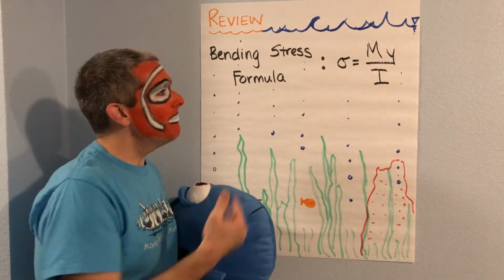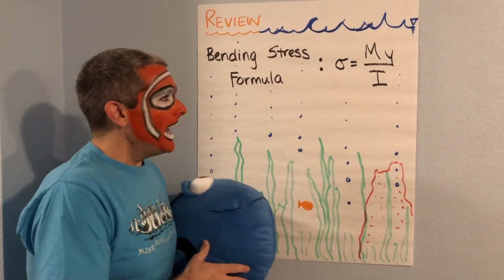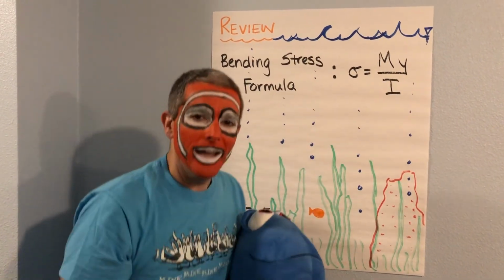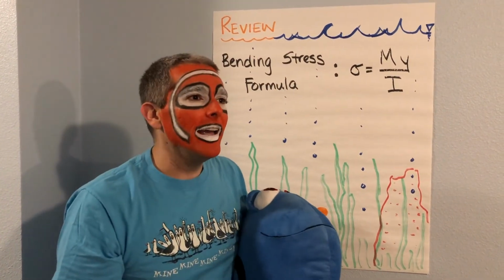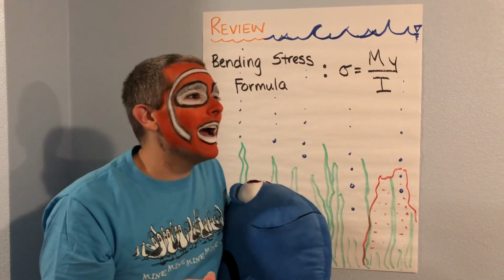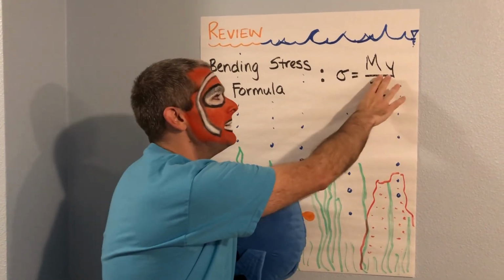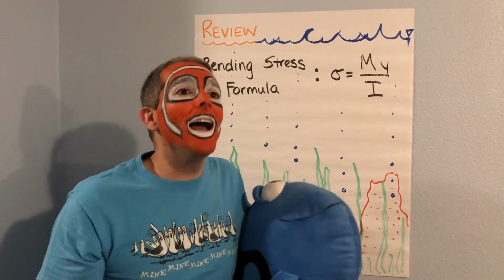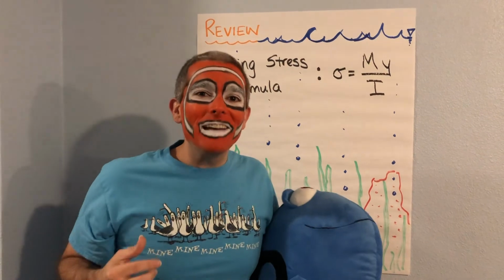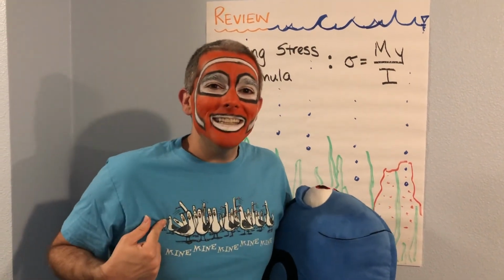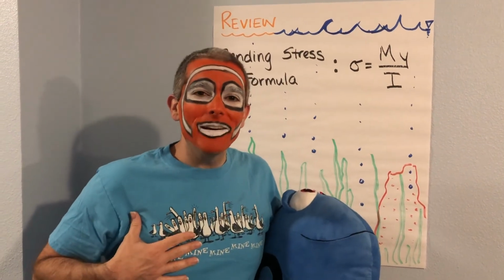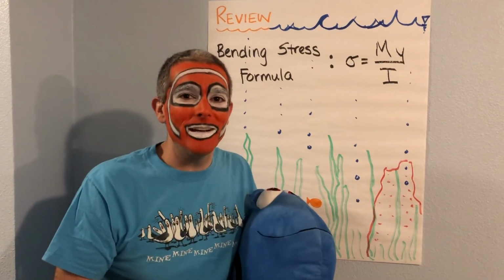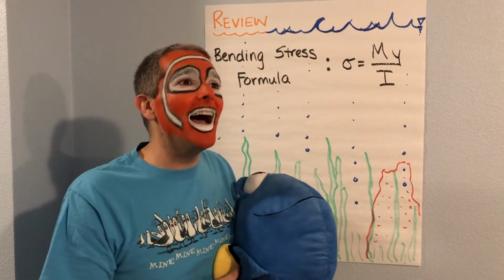Now, if you have trouble remembering this formula, I like to just try to say it quickly, right? So we say M y over I. So it's like M y over I, M y over I. And then you can shorten it to just be my I, my I, my I. Hopefully that reminds you of the seagulls from Finding Nemo that shout mine. And hopefully that'll help you always remember the bending stress equation. My I, my I, my I.